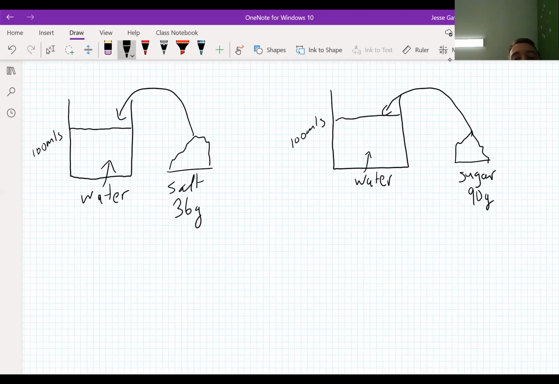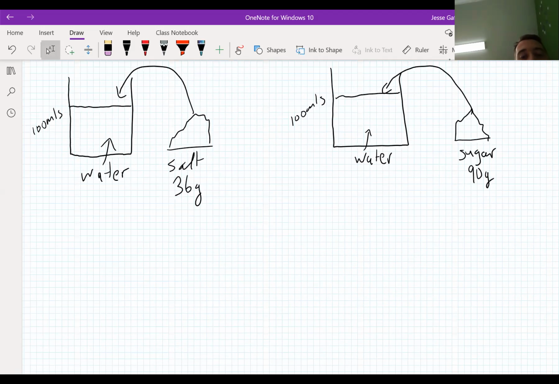I can dissolve more sugar in the same amount of water than I can salt. I can dissolve 90 grams. The salt, I can only dissolve 36 grams. Okay. So we have a word to describe this. We use the word solubility. Okay, so it's very similar to the other word, solubility.